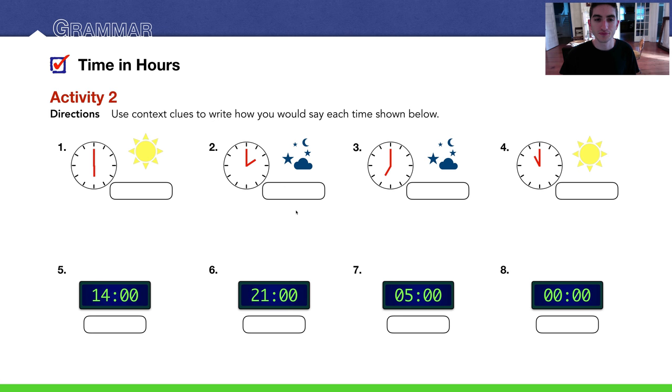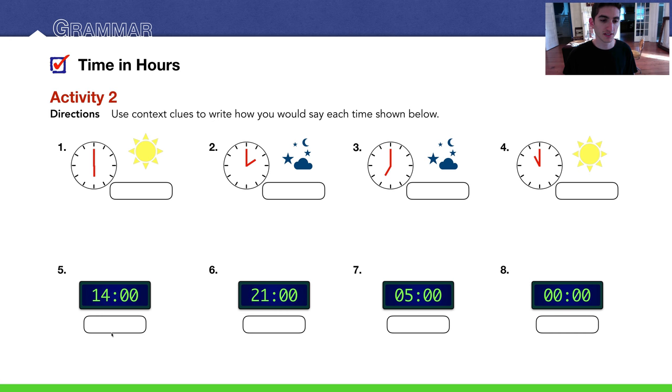Yoru, 2時. Number 3. Moon is out again, and it is 7 o'clock. So, yoru, 7時. Number 4. Sun is out, and it is 11, right before lunchtime. So, we would say, asa, 11時. Okay. 5 through 8, I'm going to use gozen and gogo.